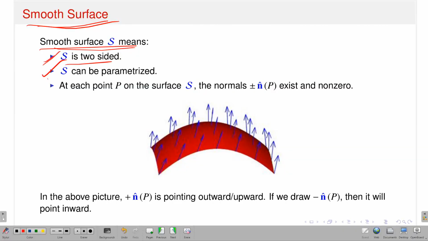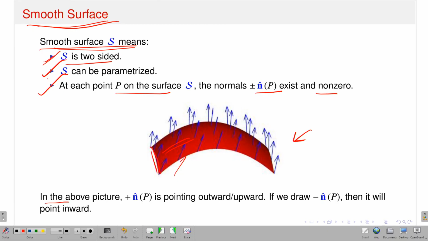S can be parameterized. I already discussed the parameterization of surfaces, and at each point P on the surface the unit normal vector exists and it should be non-zero. So this is the kind of picture I draw. This is one portion of the surface and this is another portion. It has two sides, and if I go from one side to another I have to cross the boundary region.